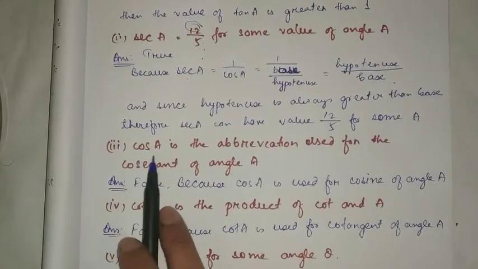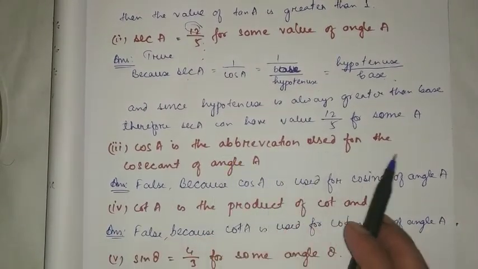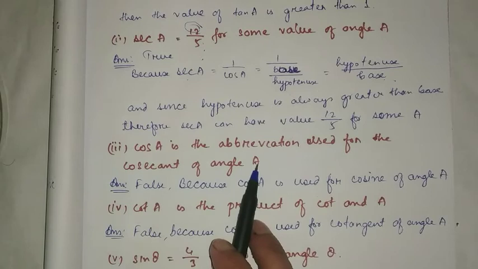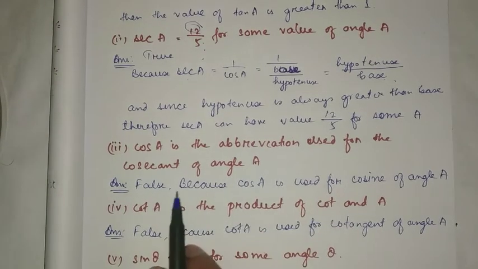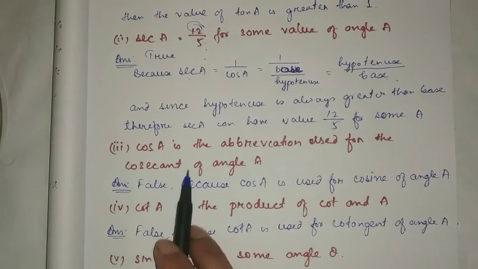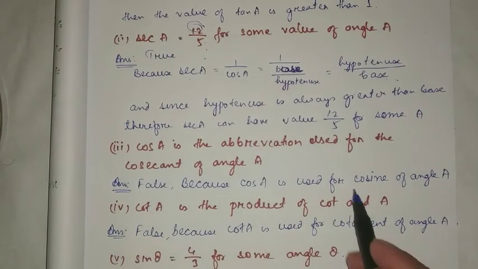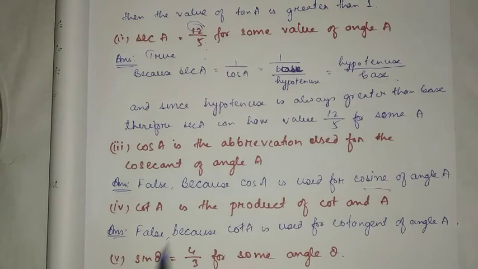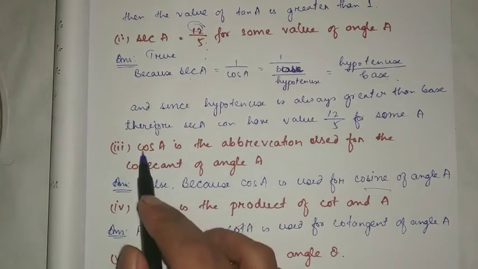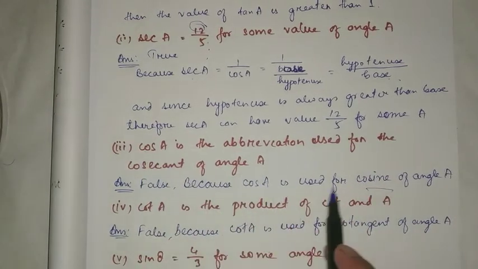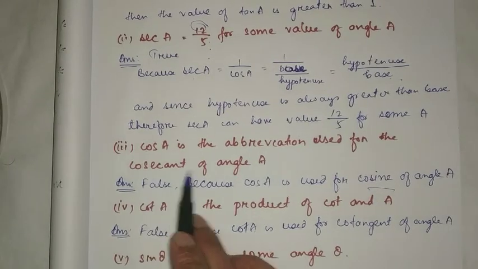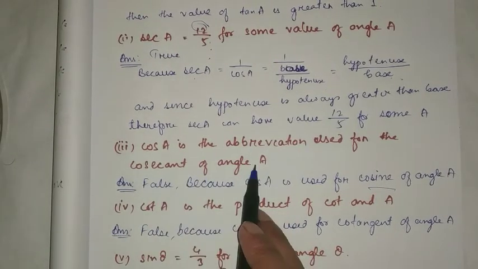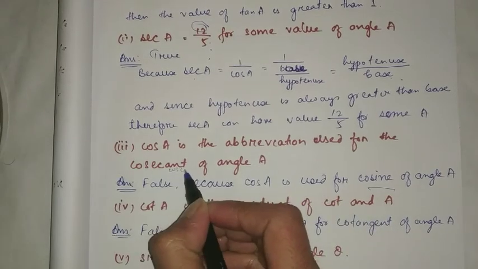The next question is: cos A is the abbreviation used for the cosecant of angle A. As I have discussed in the first video of this chapter, cosecant stands for cosec A and cosine stands for cos. So this statement is false because cos A is the abbreviation used for cosine of angle A, not cosecant of angle A. Cosecant of angle A is used for cosec A.